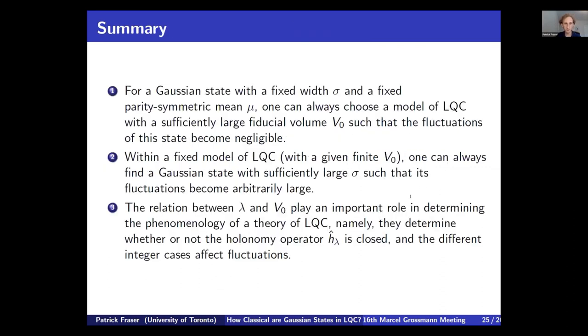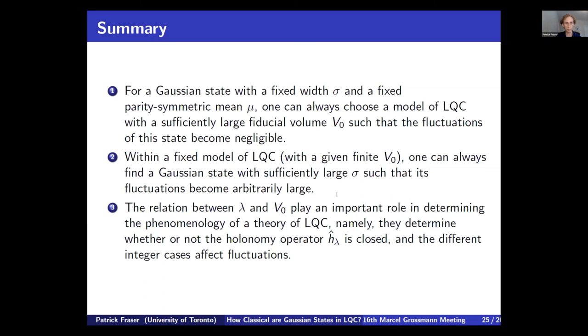This has some ramifications. Summarizing the main ideas from all of this discussion. The first thing is that for a Gaussian state with a fixed width and a fixed parity symmetric mean, one can always choose a model of loop quantum cosmology with a sufficiently large fiducial volume such that the fluctuations of that particular state become negligible and essentially vanish. So for any Gaussian state, there's a model of LQC, chosen by the value of the fiducial volume, such that the state is as close to semi-classical as one could like, in accordance with the very loose standards for semi-classicality that I've set here.